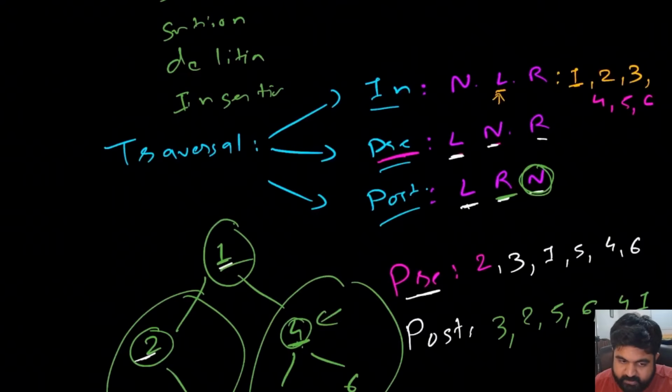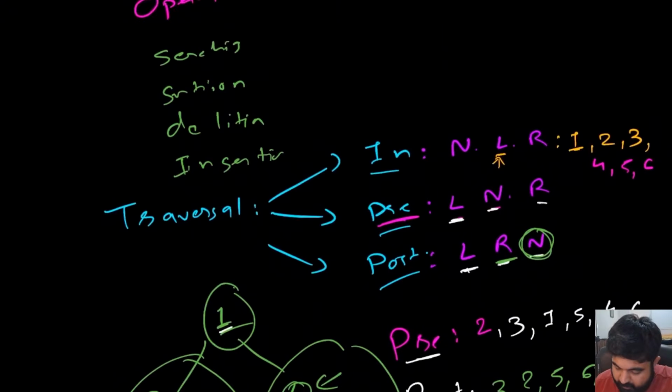So this would be the full traversal for the given tree: the in-order, pre-order and post-order traversal. This is the trickiest thing to understand for any tree, and I hope you find it useful.